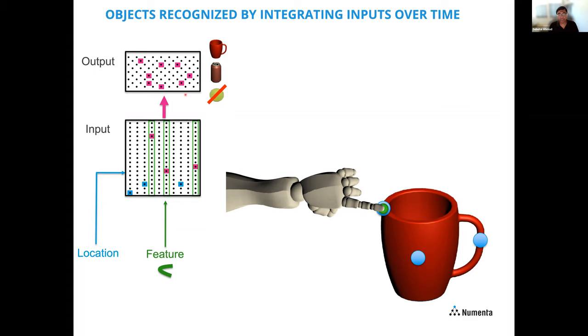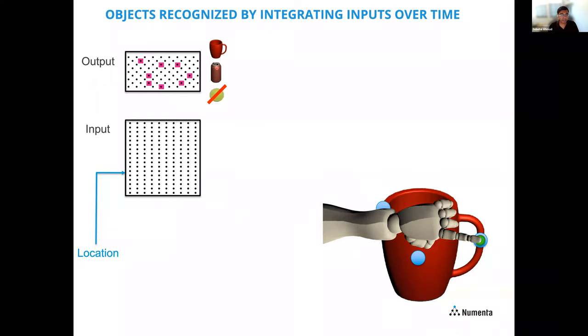So based on this feature, now you can rule out the tennis ball, but both the can and the coffee cup are still consistent. And then finally, as soon as you move to the handle here, exact same thing happens again. The sensory feature at these locations is sent up, and now only the coffee cup is consistent with the past input as well as the current feedforward input that's coming in.